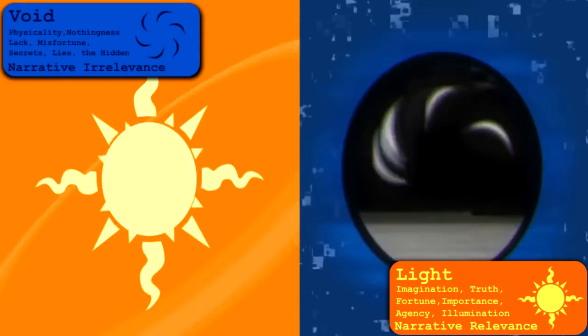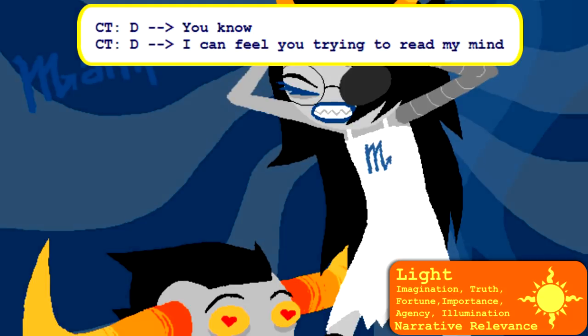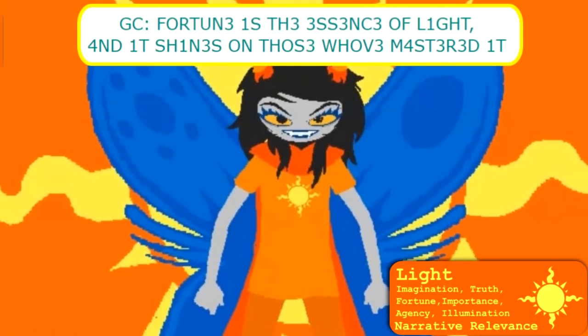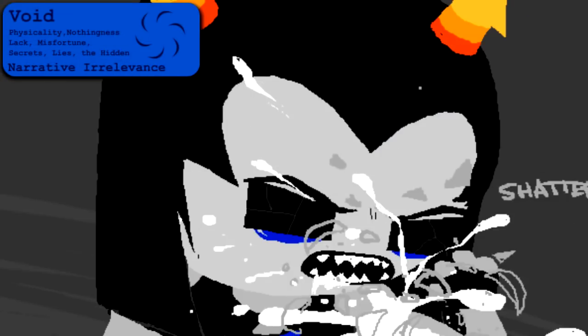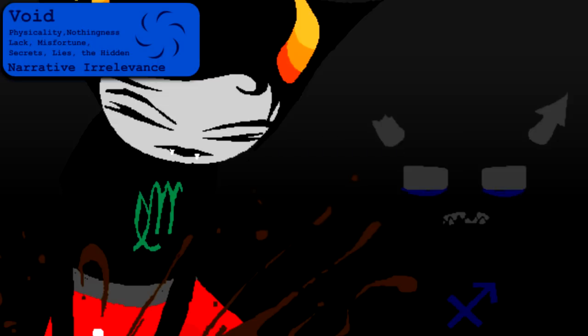Light and void are linked to Gnosticism's world of light and world of darkness, respectively. Light is found in imagination and true information, good fortune, and what's important and plot relevant. Void deals in the physical world, nothingness or meaninglessness, secrets, lies, misfortune, the unknowable, and plot irrelevance.